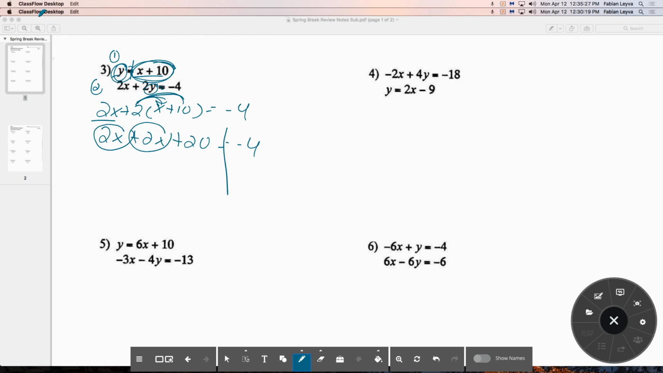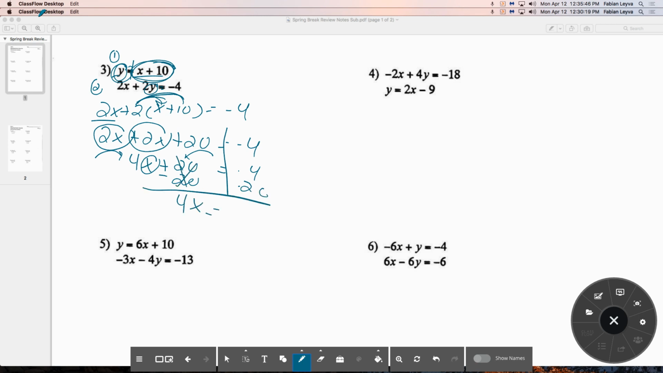That's a 2x and a 2x, which combine to 4x. Don't forget your positive 20, which is still equal to a negative 4. Now that your x is on one side and one side only, you can solve for it, aka get rid of everything else around it. So are you going to get rid of the 4 or the 20? 20, so here I go, minusing 20 on both sides.